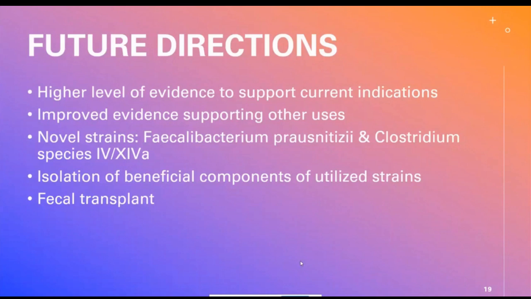Novel strains are something that's on the horizon. Also, isolation of beneficial components of utilized strains. As we talked about at the beginning, it doesn't seem like it's colonization of these organisms setting up shop and proliferating. It seems like it's cell wall components or components that we don't even understand yet. And so if we could isolate those components, and instead of giving a live organism, just give that component, we may be able to confer the benefit without any of the risk that we talked about.